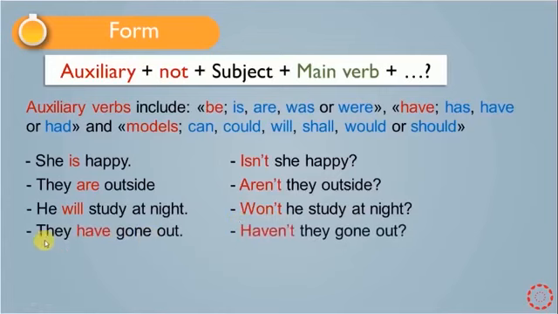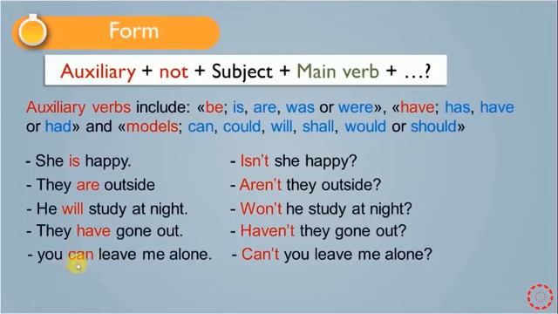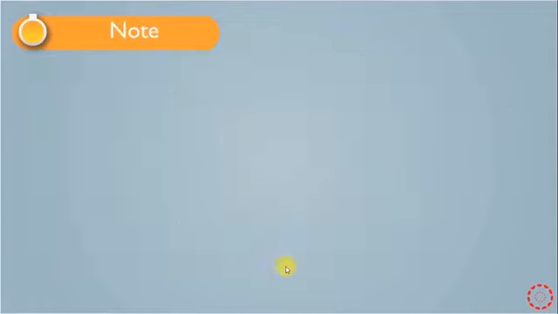Another example, they have gone out. Here we have have, which is verb to have. Also it's an auxiliary verb. We negate it and we say, haven't they gone out? Another modal verb, which is can, we say, you can leave me alone. The negative question will be, can't you leave me alone?